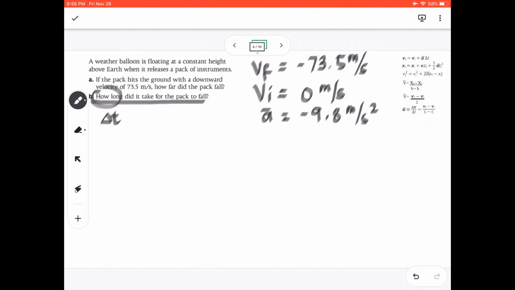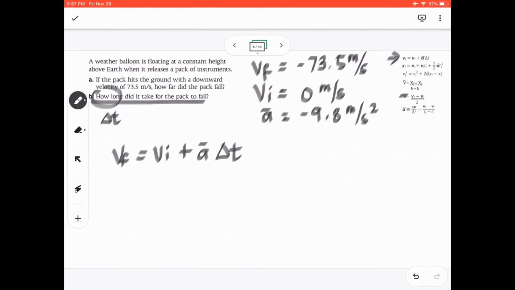Which formula has all of these givens? We have the first formula, VF is equal to VI plus A delta T. There's nothing special about choosing the correct formula. You just have to look at your givens. Which of these formulas fit your givens, then you have to choose that.